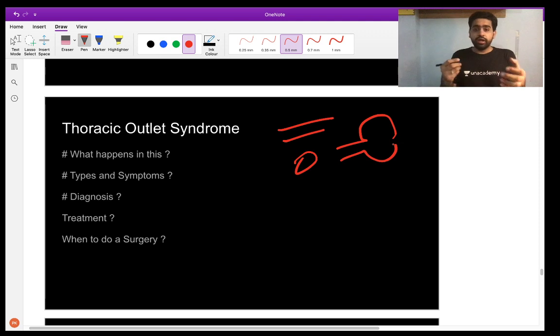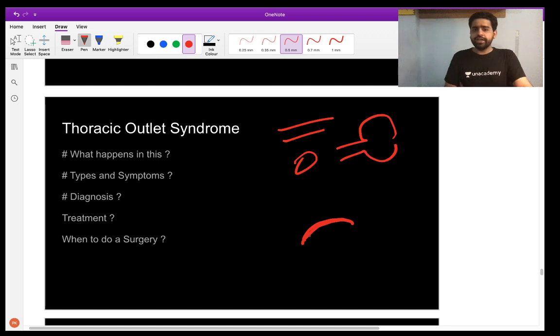What else can occur? There may be an extra fibrous band connecting the ribs to the vertebra or something like that. So any reason can be there for this. But yes, the cervical rib, that is the extra rib over the first rib, is one of the common anatomical things which occur.